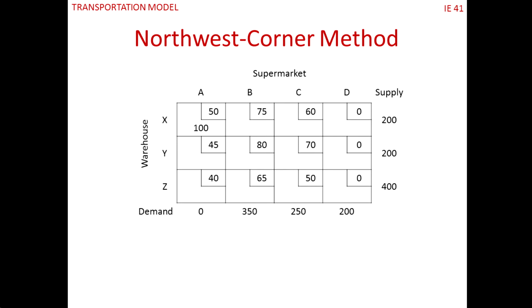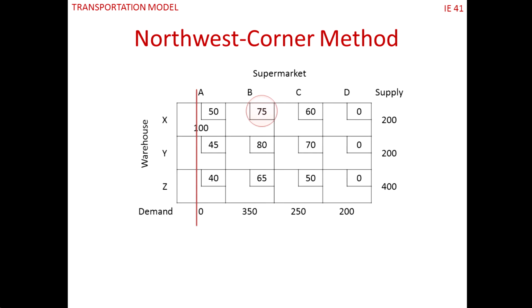Since the demand of supermarket A is satisfied, we can cross out this column. If the supply of a warehouse is diminished instead, we cross out that row since it cannot provide to other supermarkets anymore. In the case of ties, we choose which to cross out arbitrarily. Going back to the problem, the next northwest element is XB, with per unit shipping cost of 75 pesos. We repeat the procedure again and allocate as much as possible.